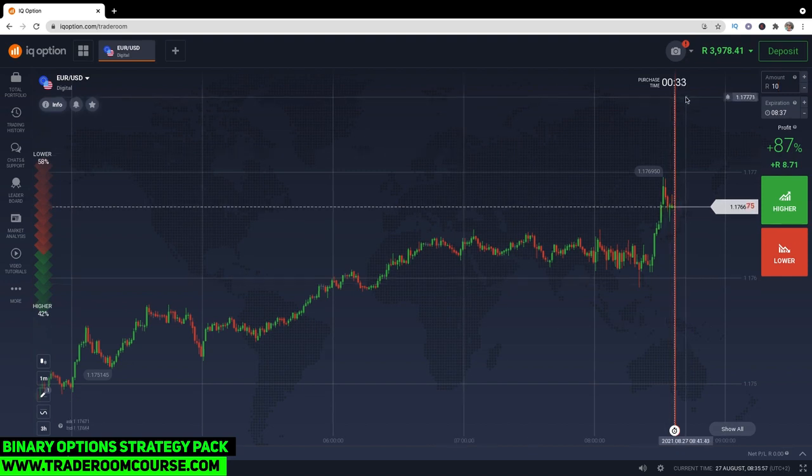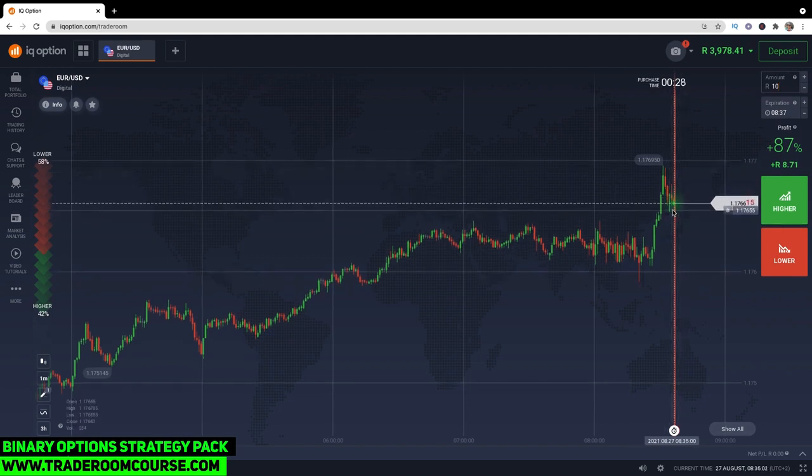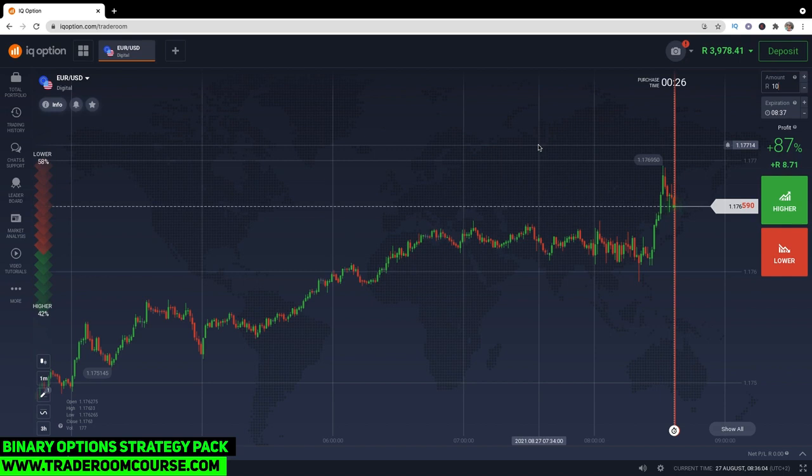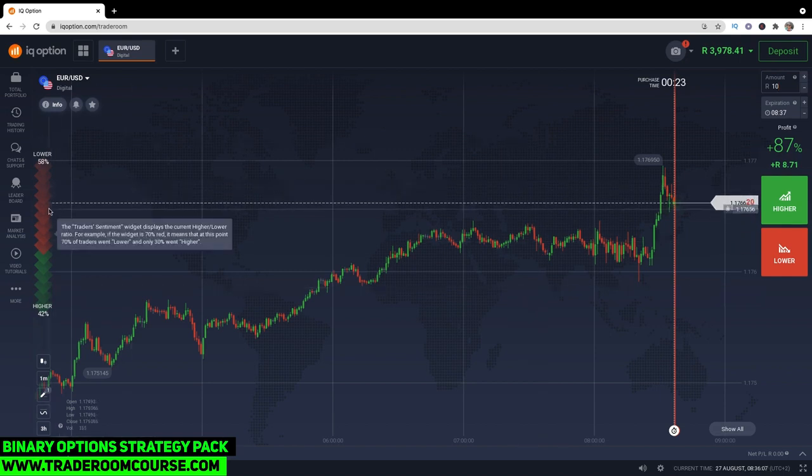And as you can see, 3 more seconds and this would have been over right there. That trade would have been over and it would have been a loss. So you don't always want to look at this. You want to avoid this entirely.